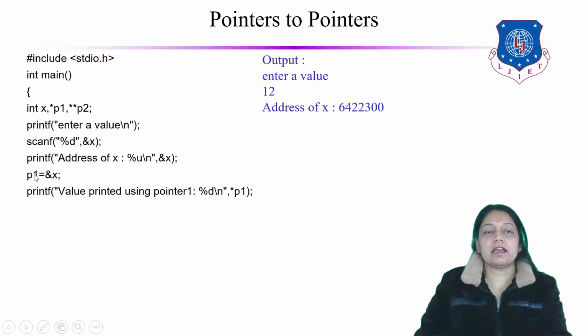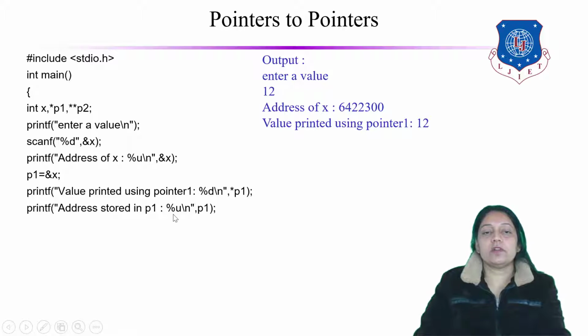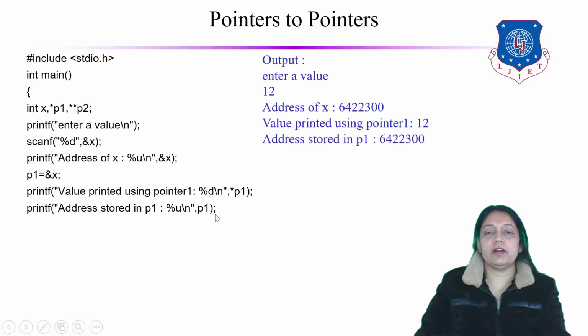Now I want to initialize pointer P1. For initialization of a pointer, we use the normal methodology, that is storing the address of a variable. So P1 is the address of x. If I want to display the value of x using the pointer P1, then I'll use *P1, the normal method. The value printed using pointer 1 would be 12. When I do *P1, it means P1 has the address of x and x has a value of 12, so that 12 is displayed on the screen. If I want to see what is stored inside P1, I am storing the address of x inside P1, so if I display this address stored in P1, I'll get 6422300. That is the address of x, displayed using P1.